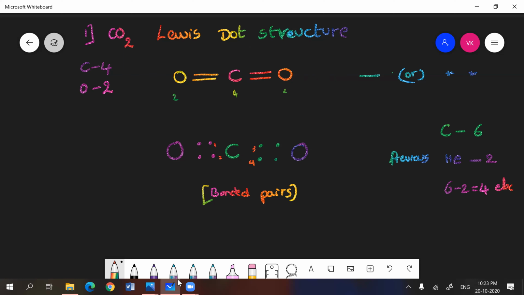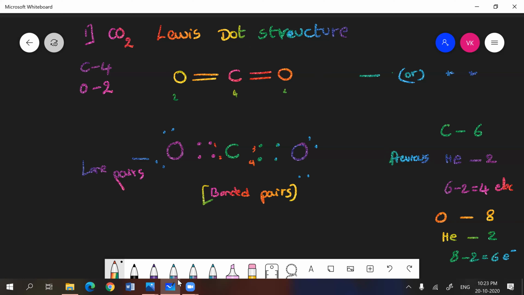Next, oxygen. Oxygen atomic number is 8, and the previous noble gas element is helium, atomic number 2. So 8 minus 2 is equal to 6 electrons must be there on the oxygen atom. But how many electrons did we write? Only 2 electrons. Every time we need to write electrons as pairs, so the remaining 2 pairs you have to write. Now count 1, 2, 3, 4, 5, 6: 6 electrons on oxygen. Similarly, here also you need to write 2 more electron pairs. These electron pairs are called lone pairs, which you can easily determine.